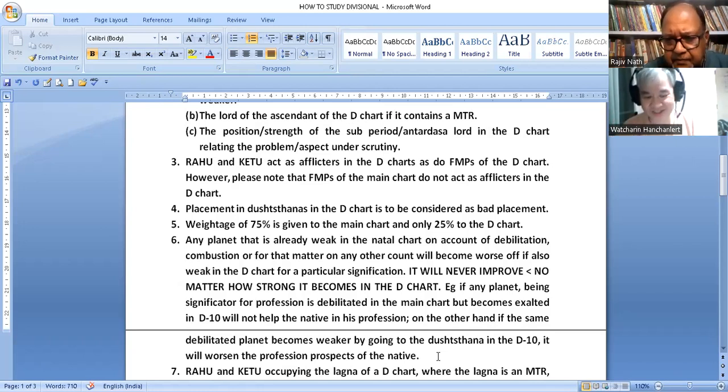Question: if the significator for that particular matter is bad, is affected in the main chart, should we pay attention at all to the D chart on that matter, or do we just ignore it? No. If it is strong in the main chart, then we have to see the D chart. If it is already weak, then you need not see the D chart also. Just forget it. It will not improve.